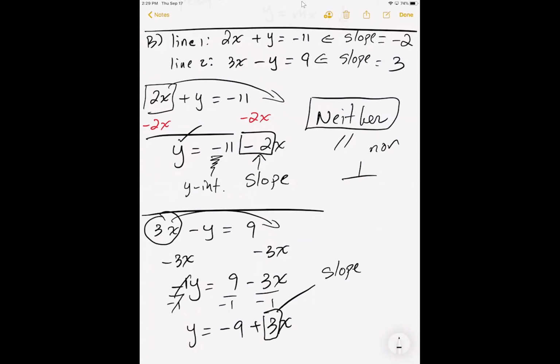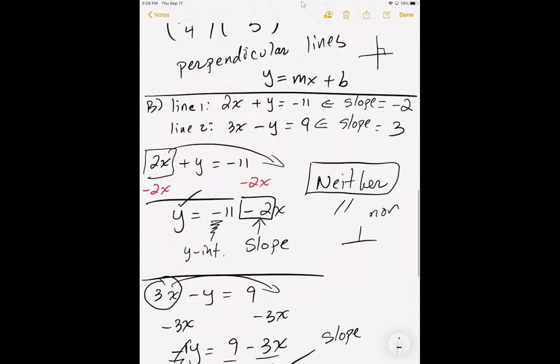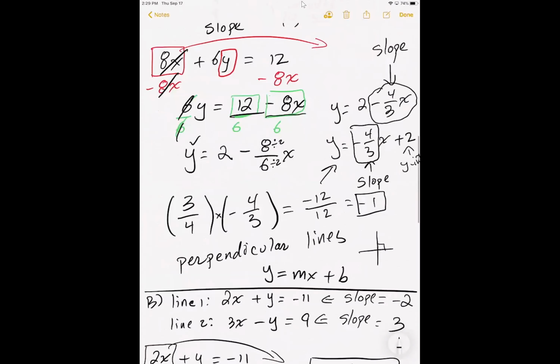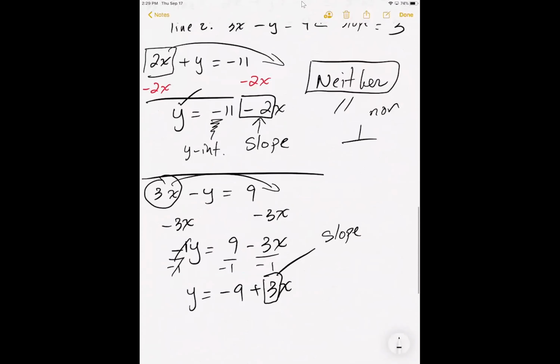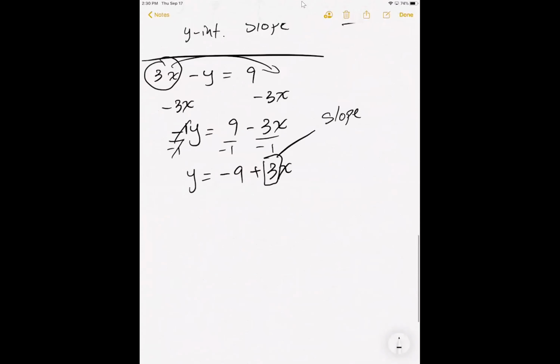Okay. So the question here is how to identify or recognize if they are parallel or perpendicular, and if they are neither one, then they are neither. Any question between problem A, perpendicular lines, versus problem B, neither? All right. If you don't have a question, let's take a look at C.